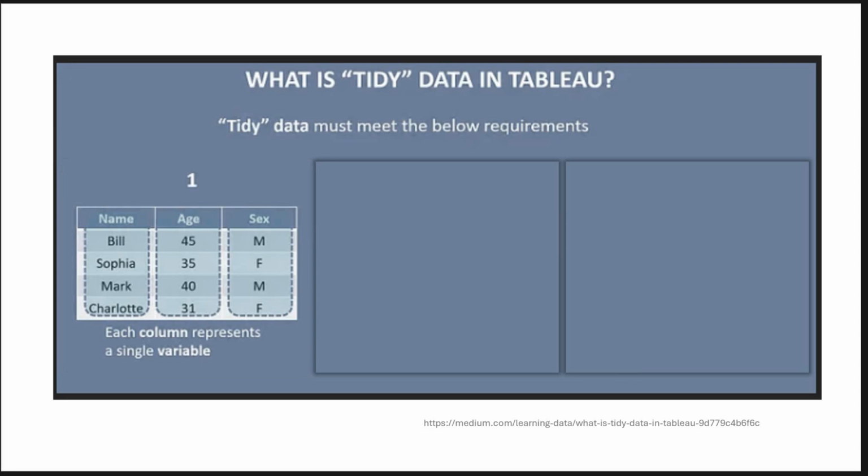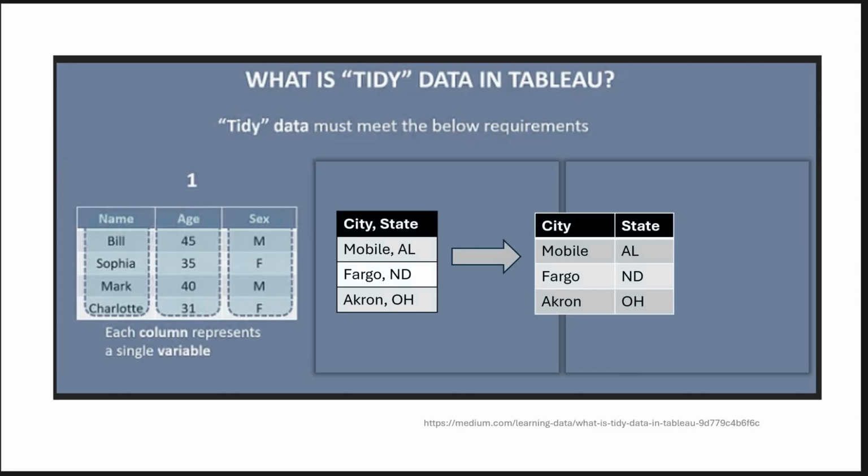All right, so tidy data means that each column or field of data represents a single variable. So for example, if you had a field with city and state, you would need to separate it into two fields, one for each variable. And I'll show you how to do that in a second.